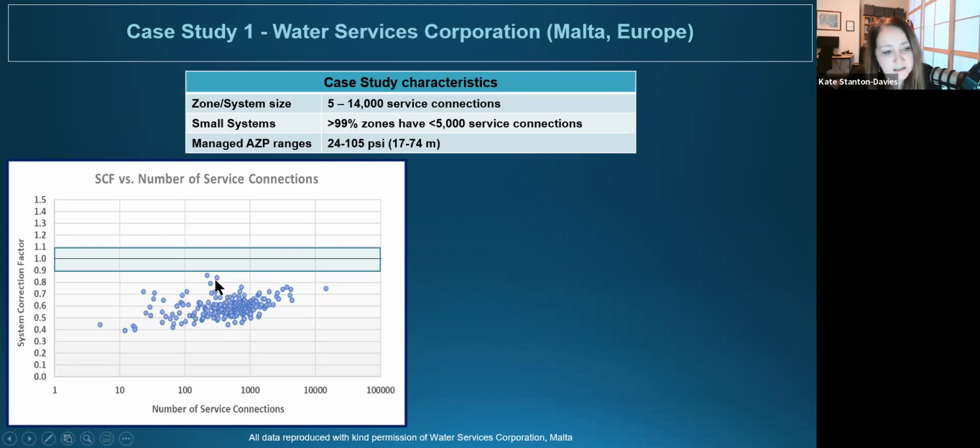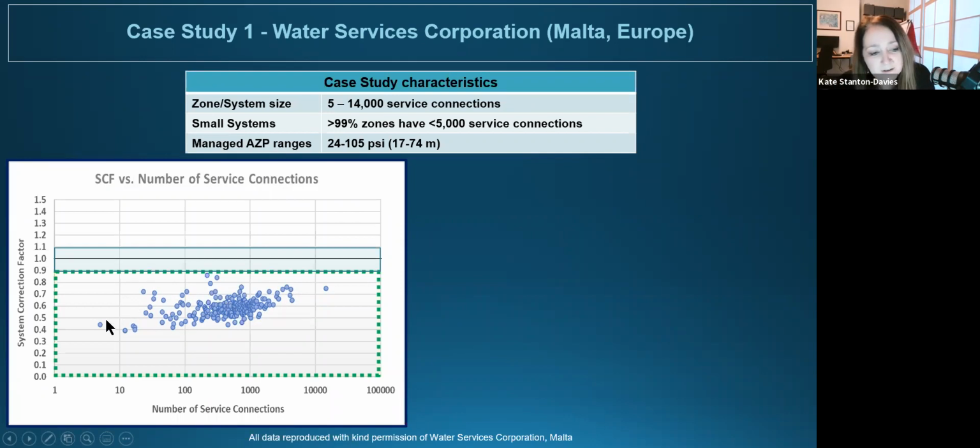But what we can see in this case study is that all the SCFs sit below a value of 0.9, okay, all of them. It doesn't matter the system size, it doesn't matter the pressures in these cases, they're all sitting below 0.9. What that means is that the standard UARL equation from 1999 is overestimating UARL leakage targets. So they could set more aggressive targets here.